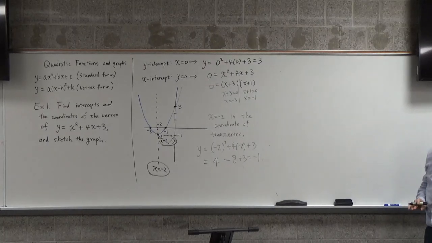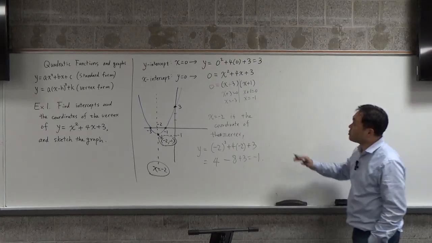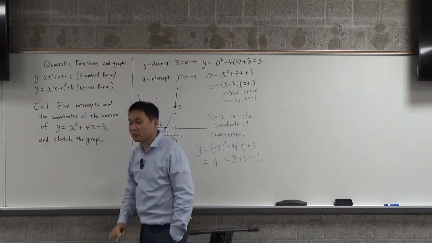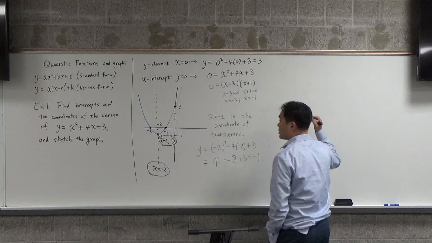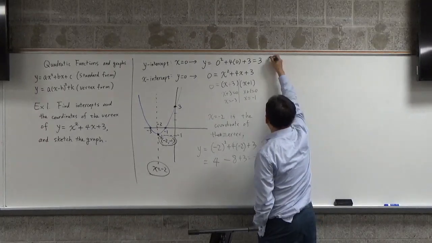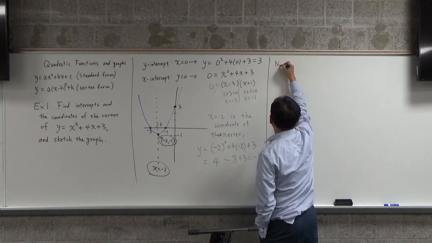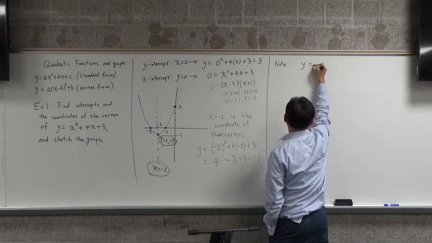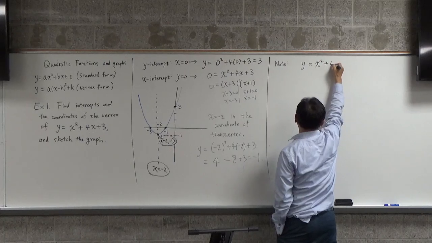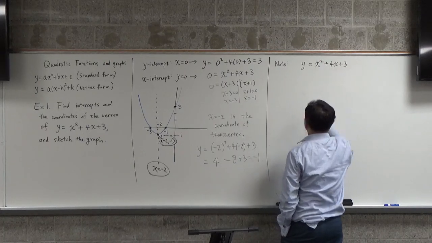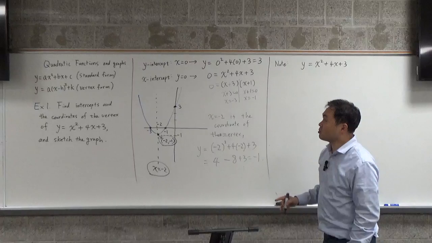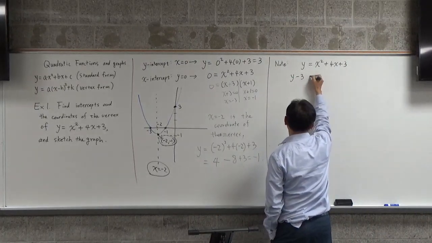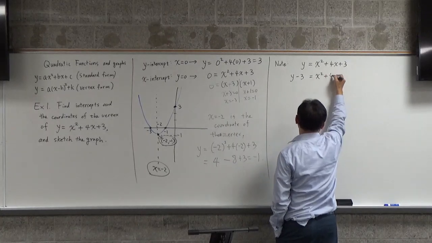Now, I want to show you how to turn this given equation into the second form called the vertex form. So let me do some calculations here. Note, if you had y equals x squared plus 4x plus 3, you can do completing the square to change it to the vertex form as follows.